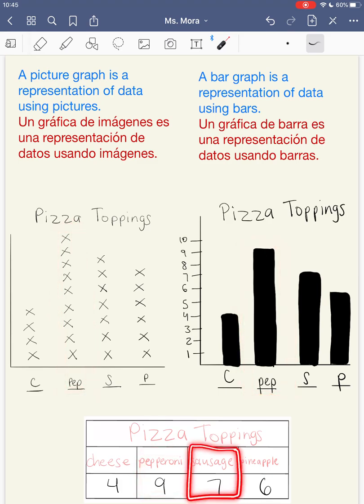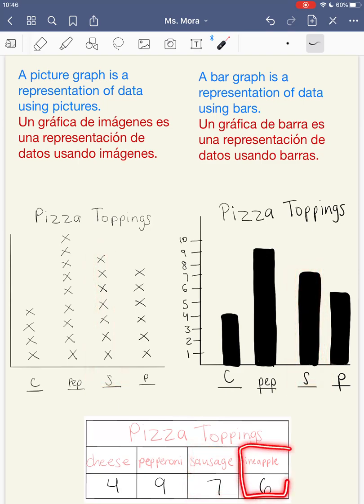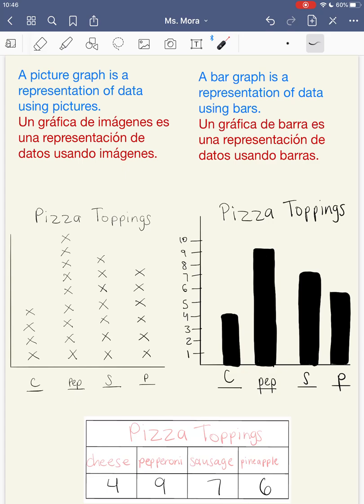7 people like sausage in my data table, and you can see that here in my picture graph and in my bar graph. 7 people like sausage. And 6 people like pineapple in my data table, same in my picture graph, and same in my bar graph. Alrighty, so same data, same information is shown in 3 different ways.